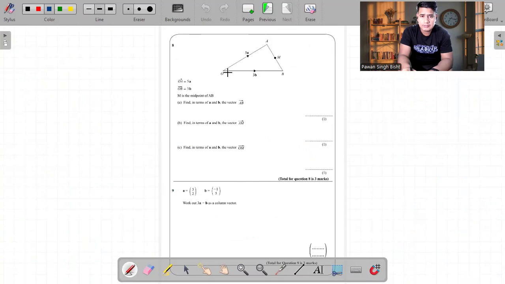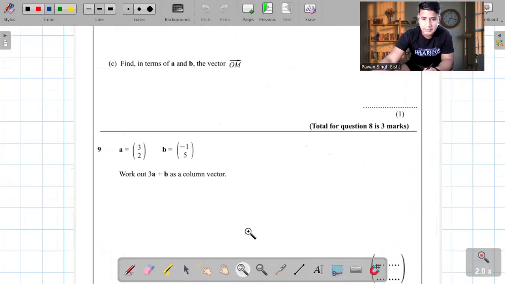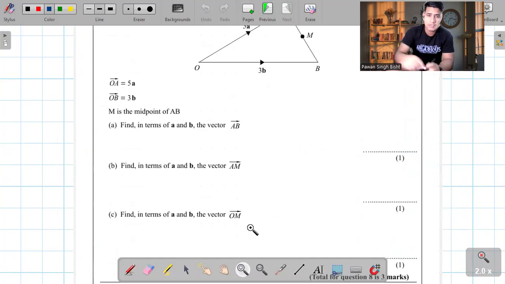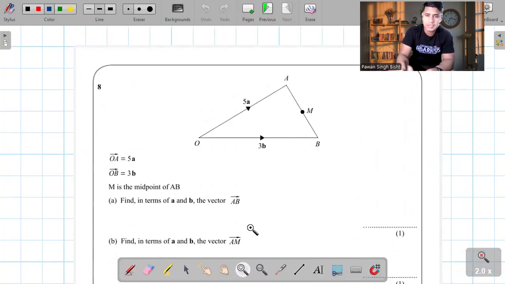Okay. Now next, question number 8. This one I am leaving for you. You can try this question on your own. I'll give you a hint here. If you find AB, so you know that AB is AO plus OB, you know OA, so AO you can find, and you get AB, right?